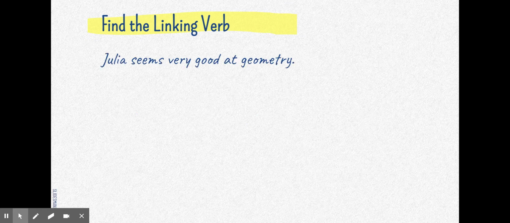Next one, Julia seems very good at geometry. Julia seems very good at geometry. Our linking verb here is "seems." Seems is expressing what Julia is. It's also connecting Julia to the description, very good at geometry. We have one more here.